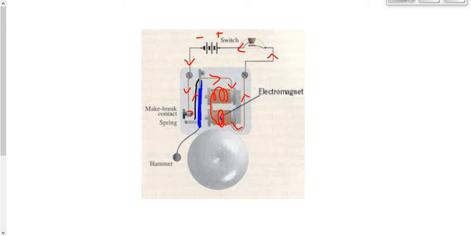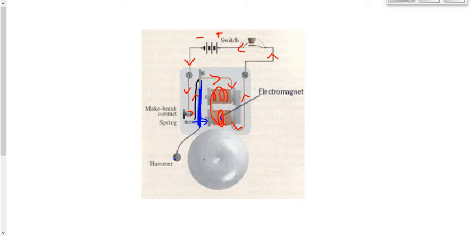It's a piece of steel. It attracts it. And as it attracts it, it gets pulled over to the right like this towards it. What happens to this hammer? It hits the bell. What do you hear? Ding. That's it, though. You hear one ding. Now what happens?